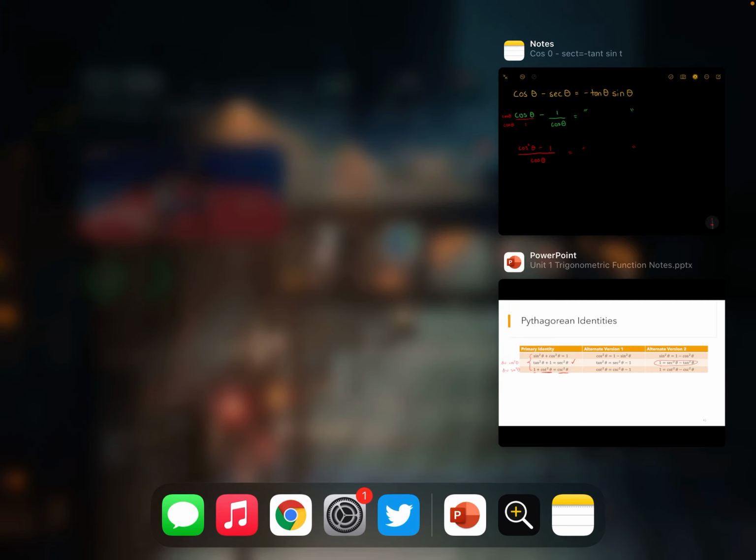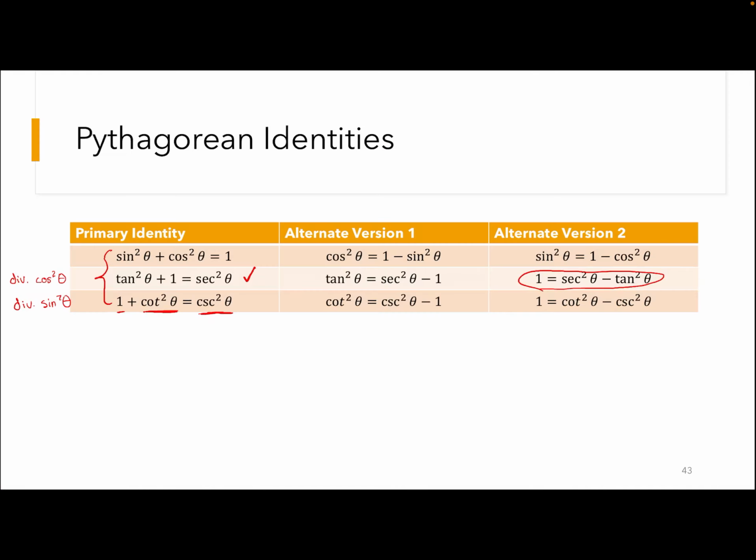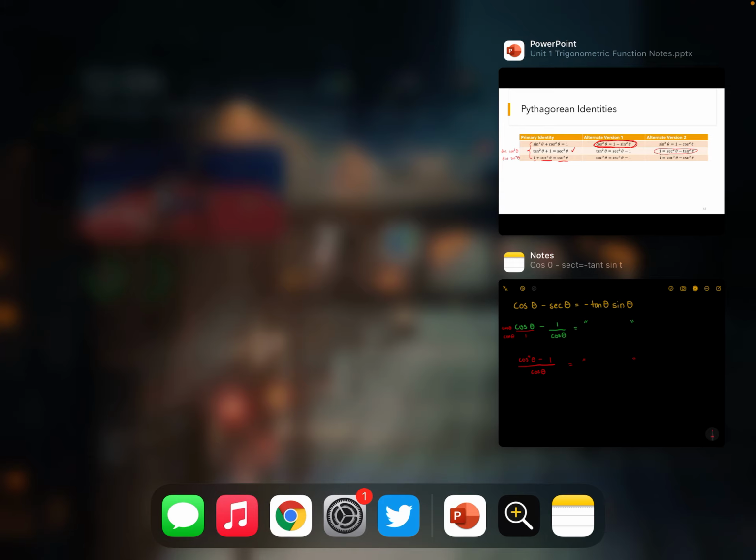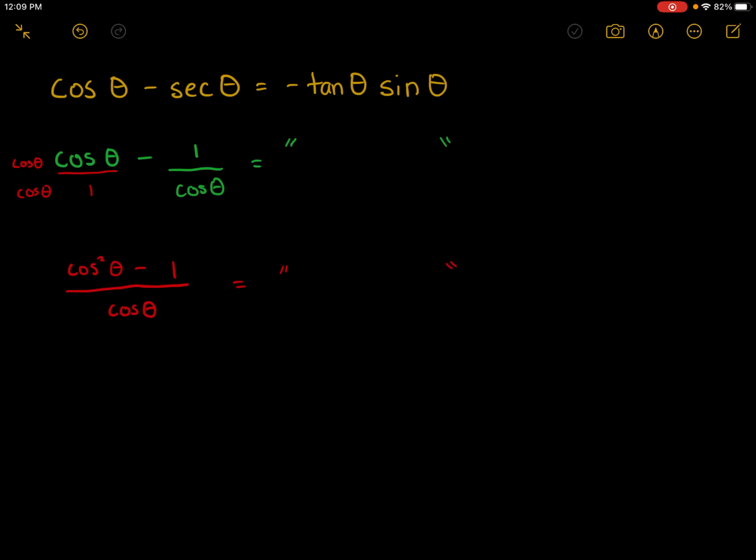So let's go back to our PowerPoint for a moment. So look here, cosine squared is 1 minus sine squared. So let's see if that's going to be useful. So cosine squared is 1 minus sine squared. Okay, so we're going to get 1 minus sine squared theta. That's the cosine squared that we're replacing.